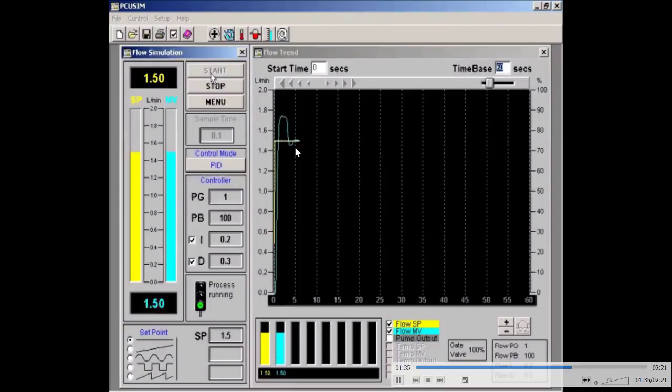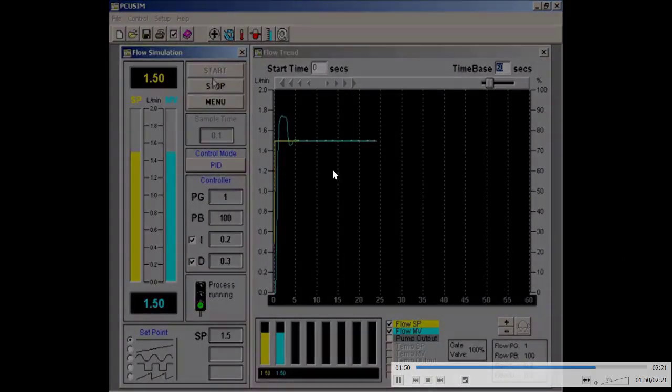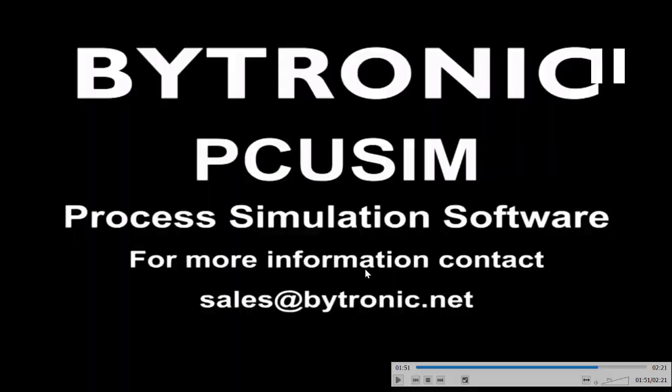Now you can easily understand that we have achieved our value in a very short time. These three values, 100, 0.2 and 0.3, are the values of Kp, Ki and Kd, which you can easily change and you can check the behavior of this value.